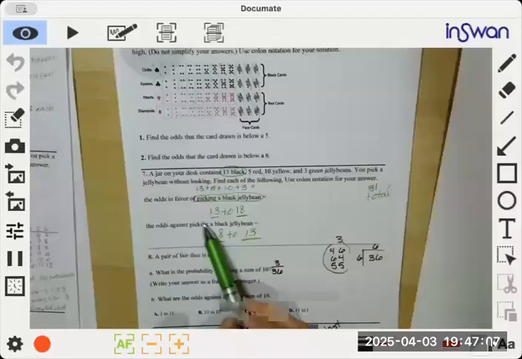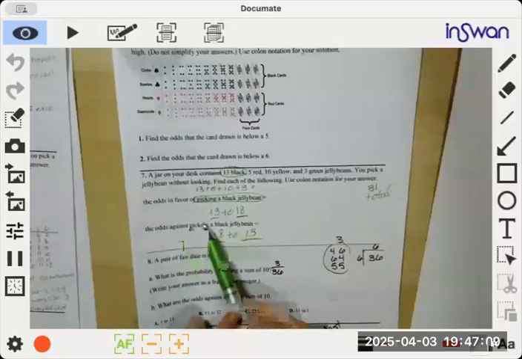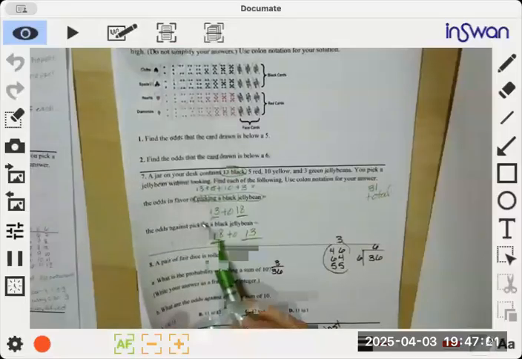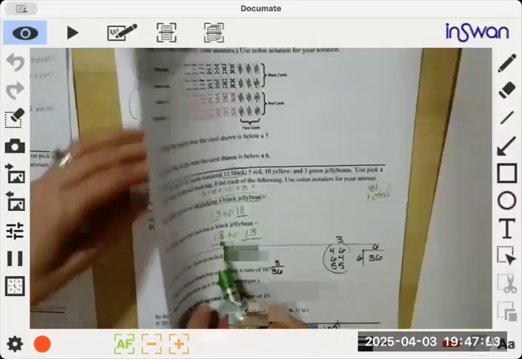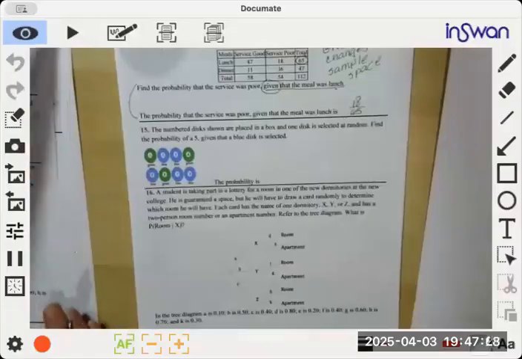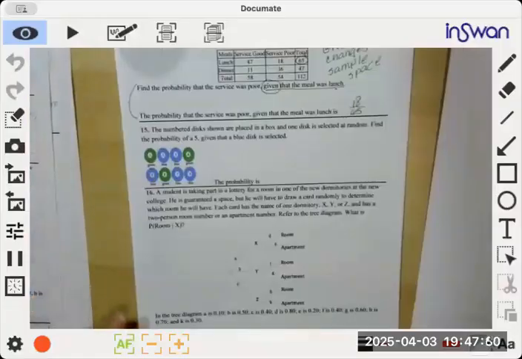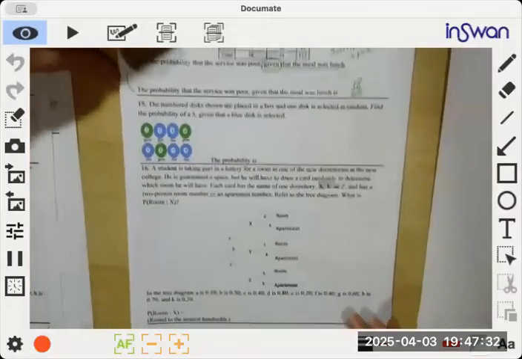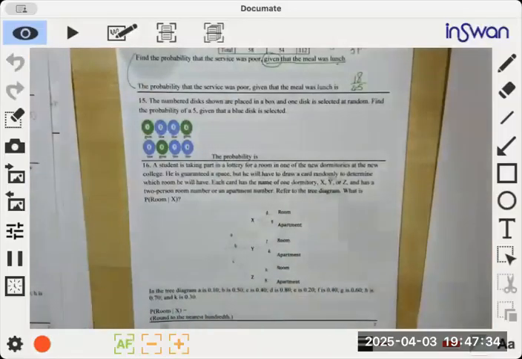All right, what was the other problem number? Number 16. Oh, don't make this one hard. Oh, okay. It's got a whole bunch of junk here. Makes it look confusing.